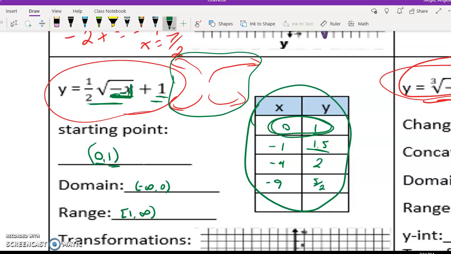I skipped -2 because I didn't want to do the square root of -2. So I just found a perfect square. So I got up to -4, and I took the square root of the opposite of -4, which is +4. The square root of 4 is 2. Half of 2 is 1. 1 plus 1 is 2. So again, you can do a lot of that on your calculator. A lot of you guys are really good about that.